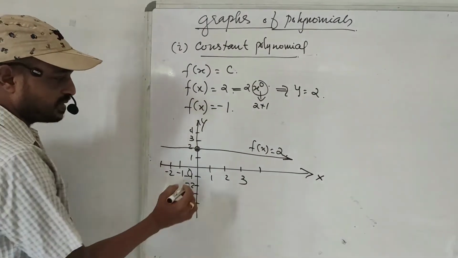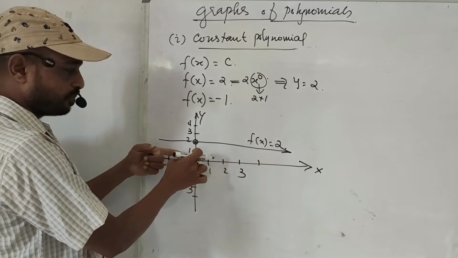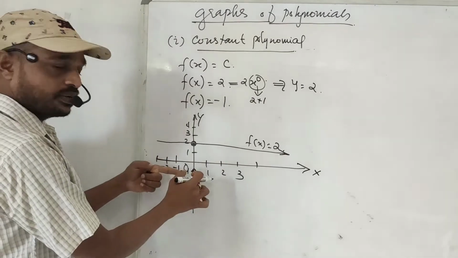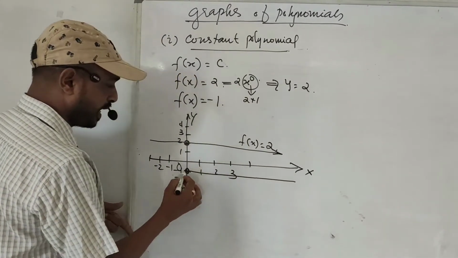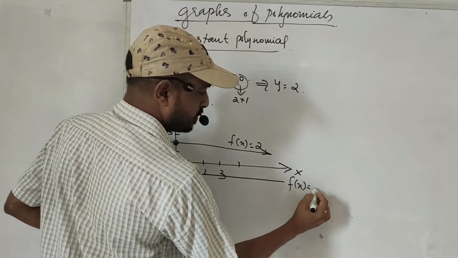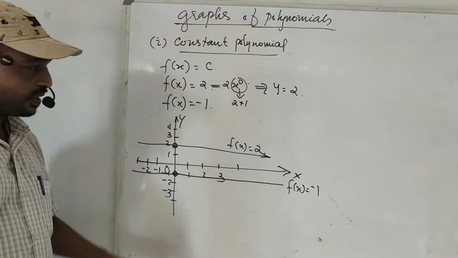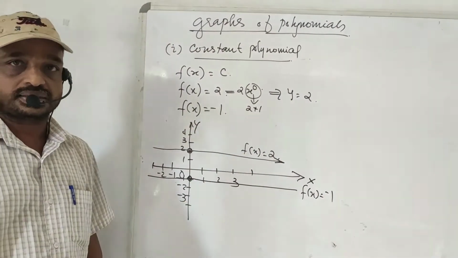So how will you draw the graph of f(x) = -1? Just locate -1 on the y-axis. Or more precisely, this is the point (0, -1). Through this point, draw a line parallel to the x-axis. This is the graph of f(x) = -1. So the graph of a constant function is always parallel to the x-axis.